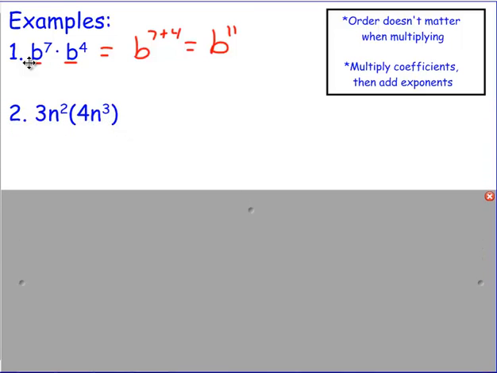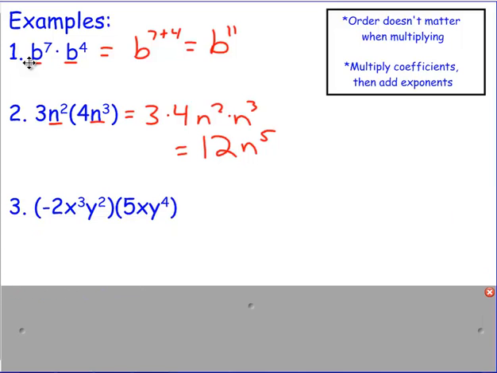For example, here I have 3n squared times 4n cubed. Notice the base here is n. 3 and 4 are just coefficients. To simplify this, I'll take the coefficients out in front. Then I have n squared times n cubed. This gives us a total of, well, 3 times 4 is 12. Same base, add the exponents, 12n to the 5th.